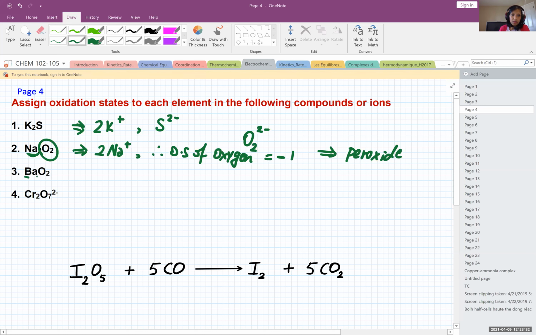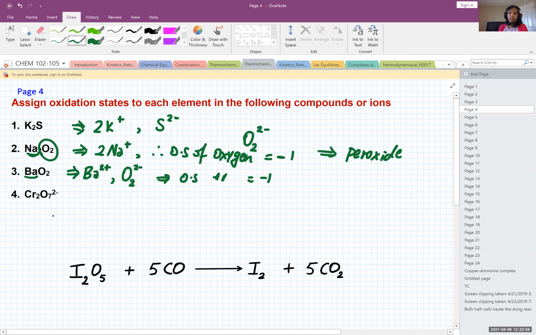Next one, we go with the cation. We know this is a group 2 element. Use your periodic table on the exam if you're not sure. So therefore, it can only have a +2 oxidation state. Therefore, again, we have the O2 2- ion. Therefore, for oxygen, I'm just not going to write that again, it is -1. So we have a peroxide again.